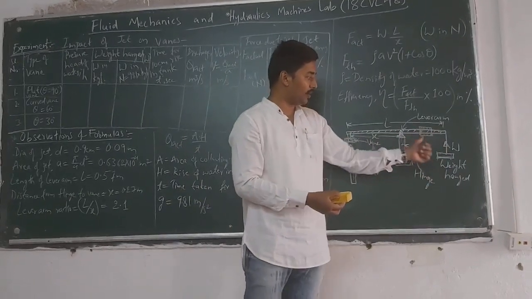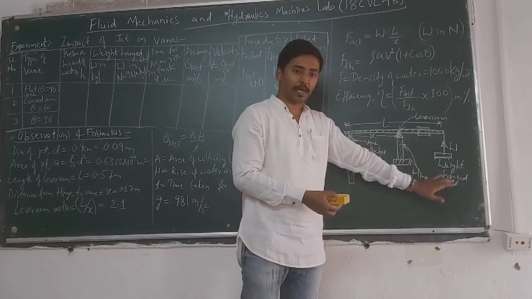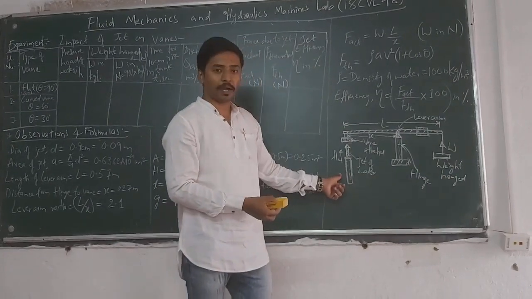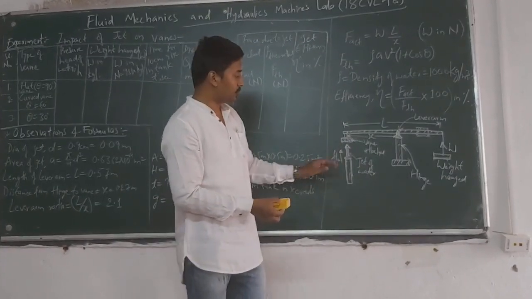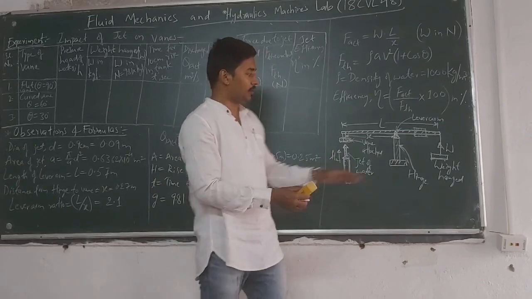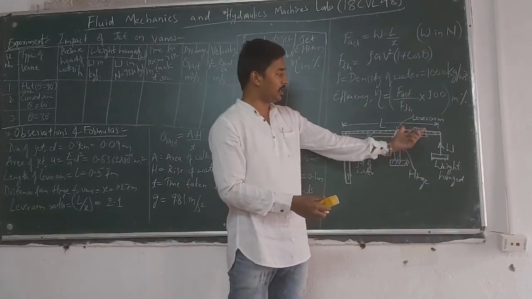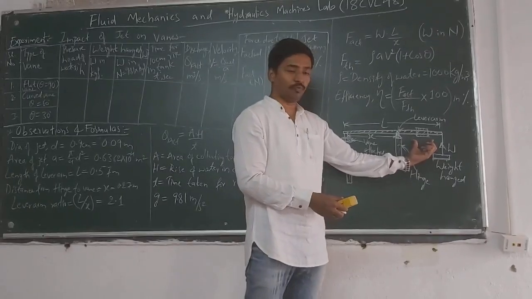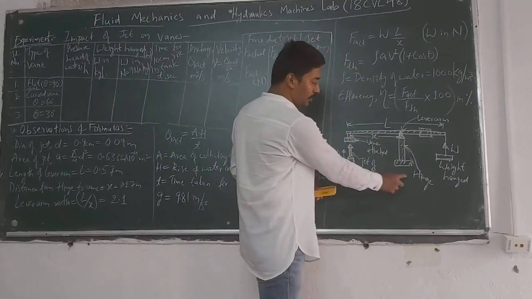On one side of the lever arm we have connected the weight, which will be hung. On the other side the jet of water will be impacting. So whenever the jet of water is hitting up, the weight will be going down. So we will be balancing it using the lever arm at a weighing condition. This particular portion will be a hinge.